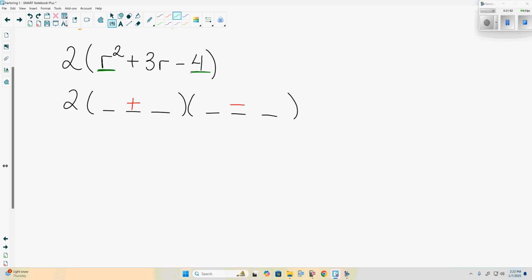Factors of r squared are r and r. Hopefully we got enough of it over the last few weeks. Rest and relaxation, r and r. Now, factors of 4. 1 and 4, 2 and 2. Which one do we want to try first? 1 and 4. 4 and 1.